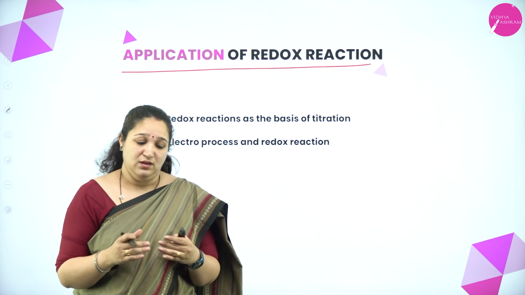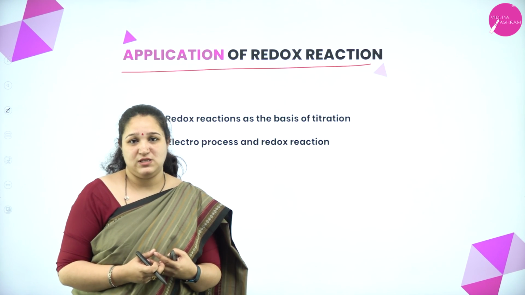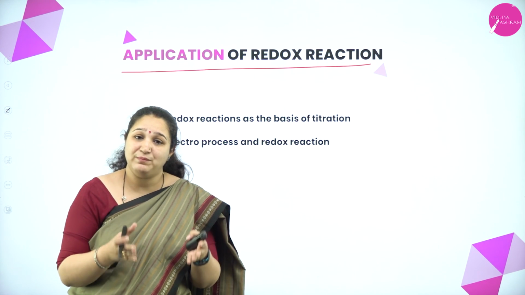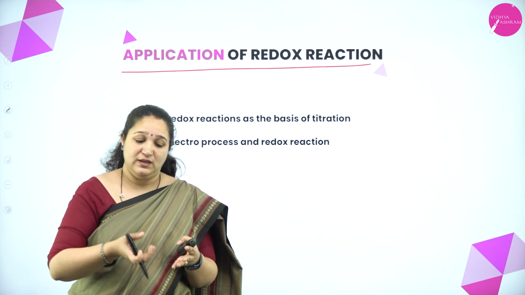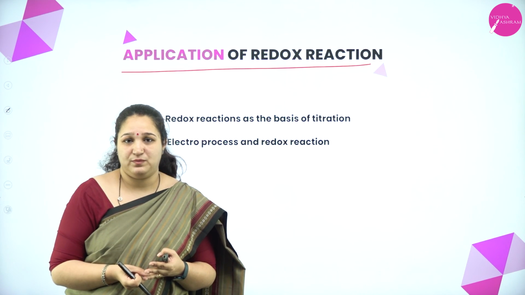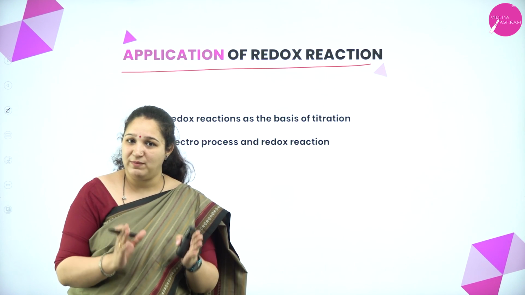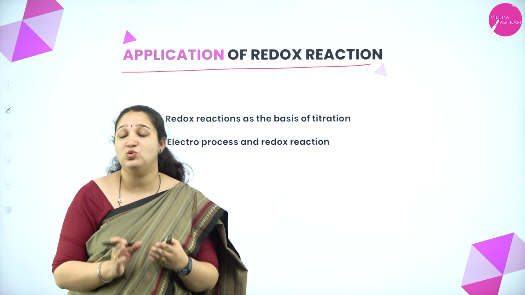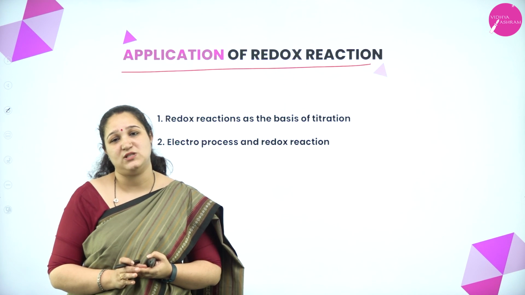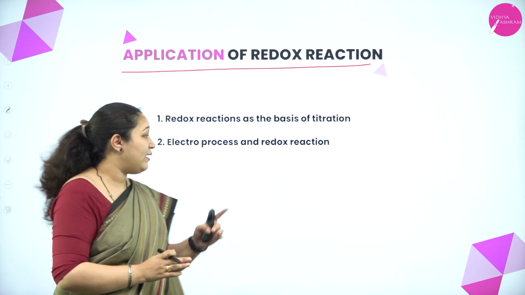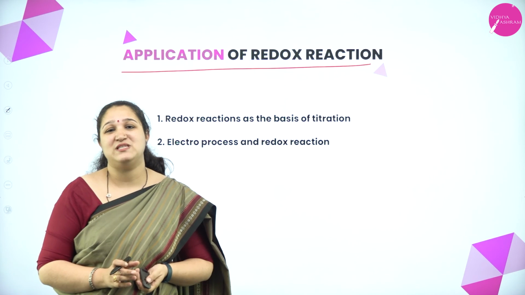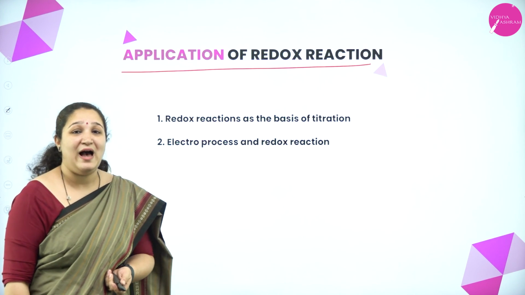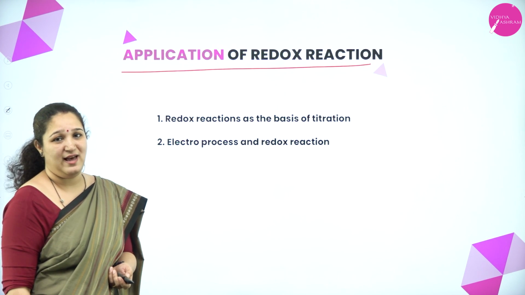Next is electroprocess and redox reaction. Here in the electrochemical processes, for example in a galvanic cell where the reaction is taking place, from the reaction we are getting electric current, okay. Because of the chemical reaction you can draw electric current, and in such reactions usually it is redox reactions which are taking place. Again, more about this in your second year you will be studying in electrochemistry. Okay, so that's about the applications of redox reactions.